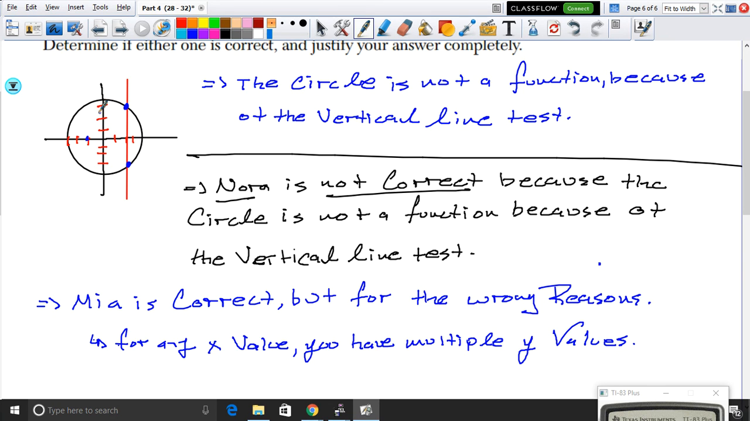So this concludes part 4 of our Regents review for the Algebra 1, the one that was given in January 2017.